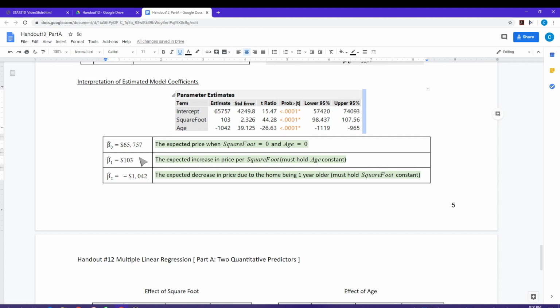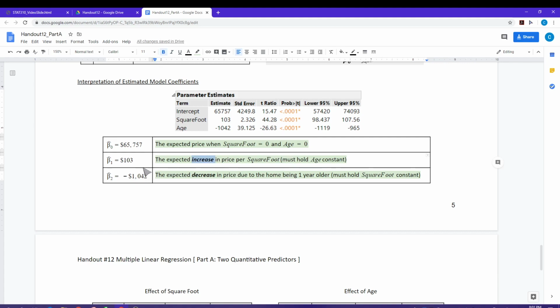The square foot coefficient there is 103. That's just going to be the expected increase in price per square foot. This is positive, so that's going to be an increase. The negative 1042 is the coefficient for age, and that is negative, so that's going to be an expected decrease in price due to a home being 1 year older. Maybe bold those just so we differentiate those, because one is positive and one is negative.